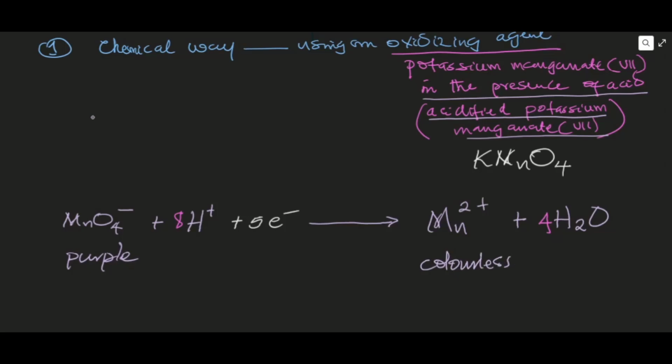So what you are going to see to show that reaction, that is to show that ethanol has been oxidized to ethanoic acid, or to show that manganese 7 ion has been reduced to manganese 2 ion, is color change. The color will change, that is the color of manganese 7 ion will change from purple to colorless.